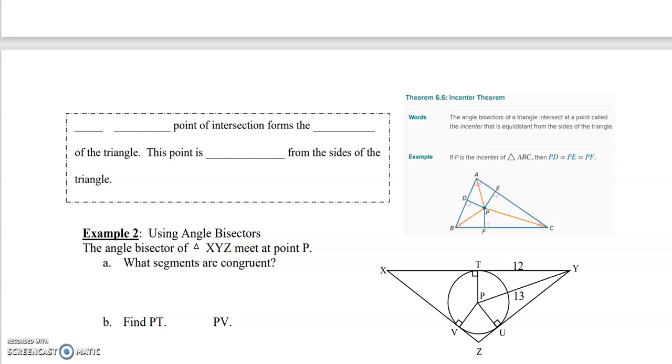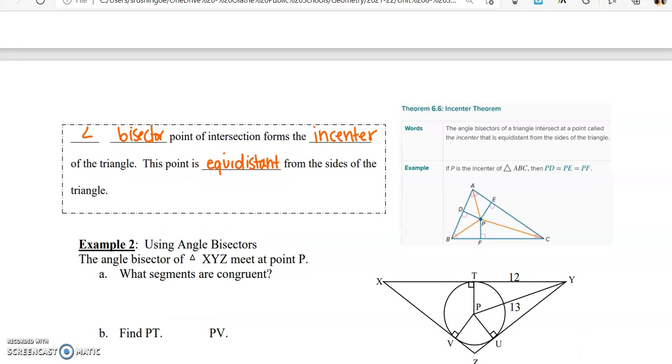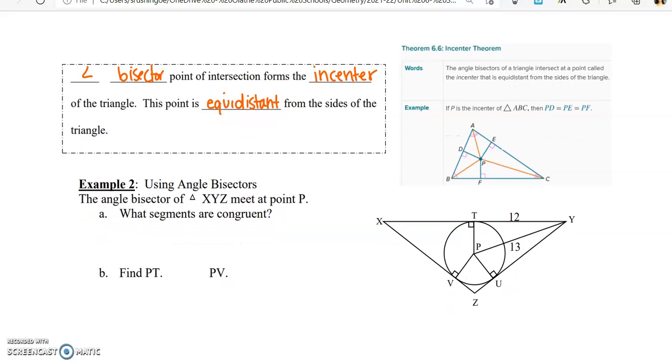And again, we're doing angle bisectors. And so the point of intersection is called the in-center. In-center. And this point is equidistant from the sides of the triangle. And so it's not from the vertices this time, it's from the sides of the triangle.